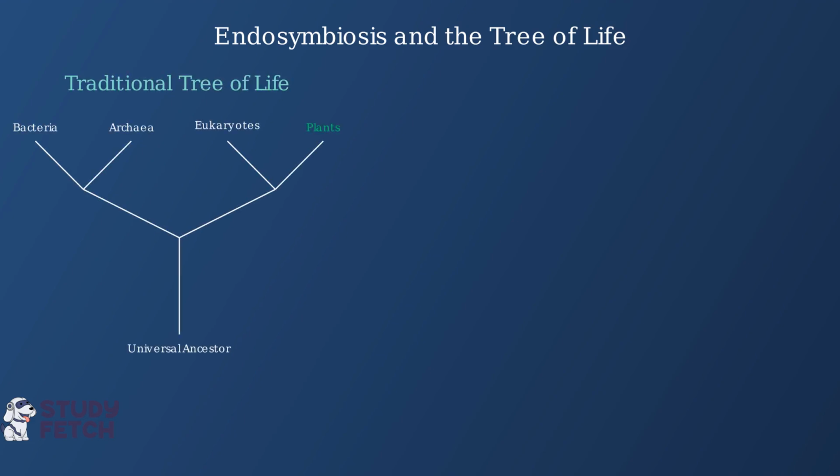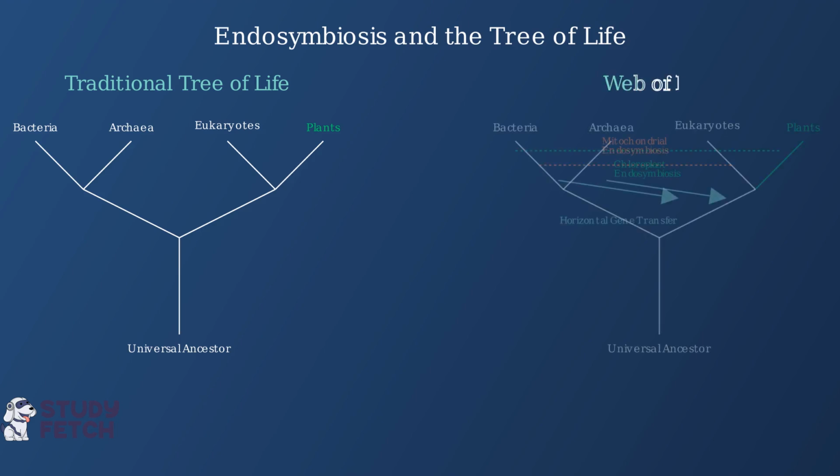Endosymbiosis has transformed our understanding of evolutionary relationships. Traditionally, the tree of life was visualized as a simple branching structure with three main domains. In this model, species evolved in a linear hierarchical pattern from a universal common ancestor. However, endosymbiotic events and horizontal gene transfer complicate this neat branching pattern. Mitochondria originated from bacteria that were engulfed by an archaeal host. Similarly, chloroplasts came from cyanobacteria. In addition, horizontal gene transfer allows genetic material to move between distantly related organisms outside of parent-to-offspring inheritance.